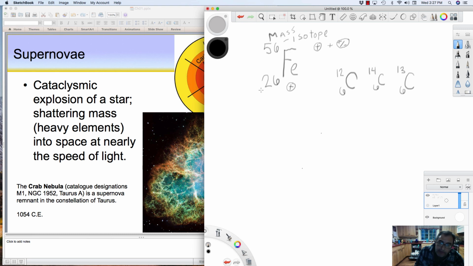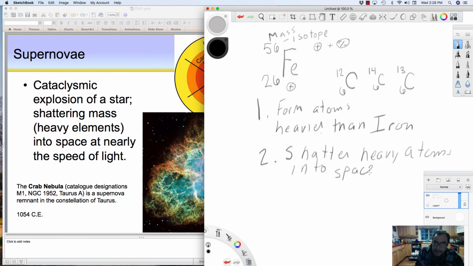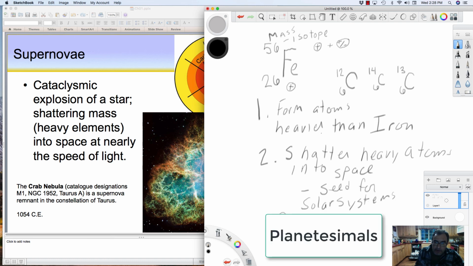One, for the supernova event, we're going to form atoms heavier than iron. And the second thing that we're going to see is that we're going to shatter heavy atoms into space. And these heavy atoms, these are going to be the seeds for a solar system. In fact, we're going to start small. We're going to introduce a word here called planetesimal.